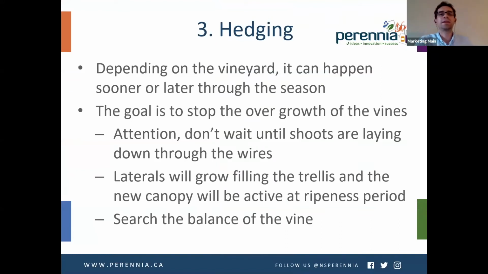Hedging. Here I have another question. So this is the last one. Have you already hedged your vineyard? Well, depending on the vineyard, it can happen sooner or later through the season. One of the main goals is to stop the overgrowth of the vines. But be careful. We don't want to wait until the shoots are laying down through the wires. I have seen in some cases that the canopy starts to grow completely horizontal, and we don't want that.